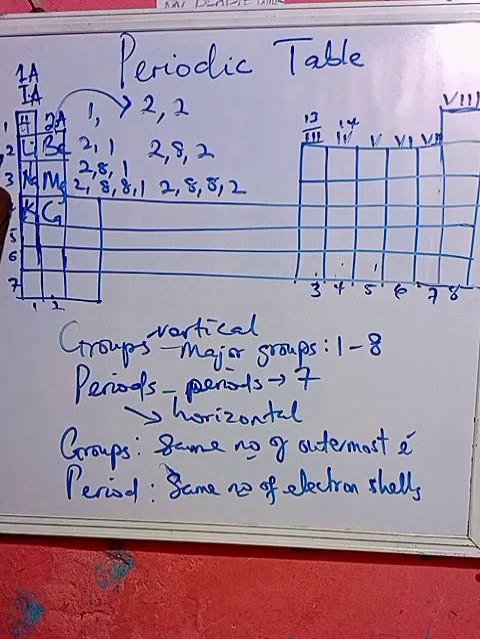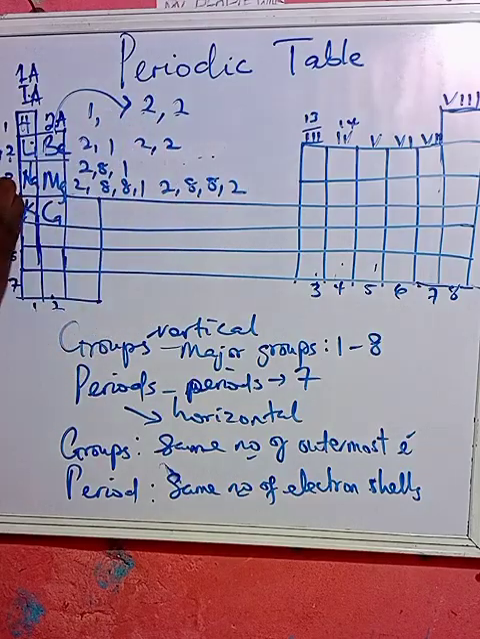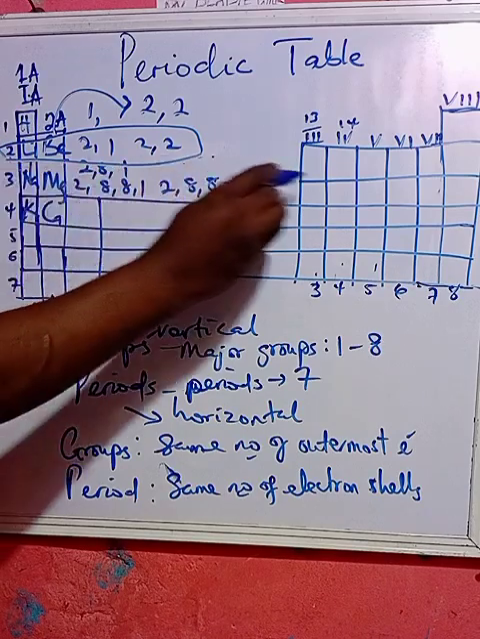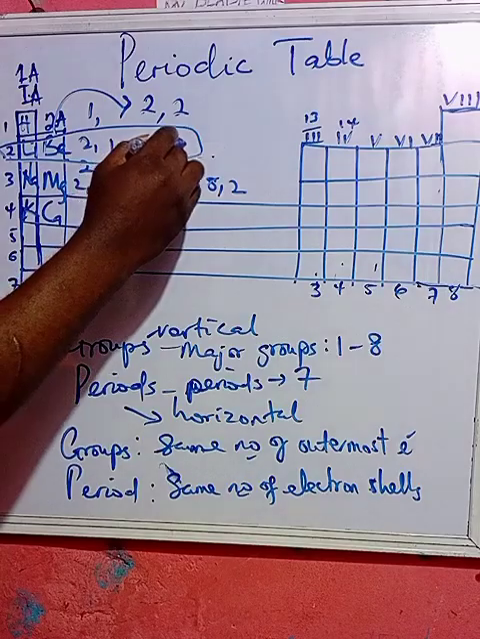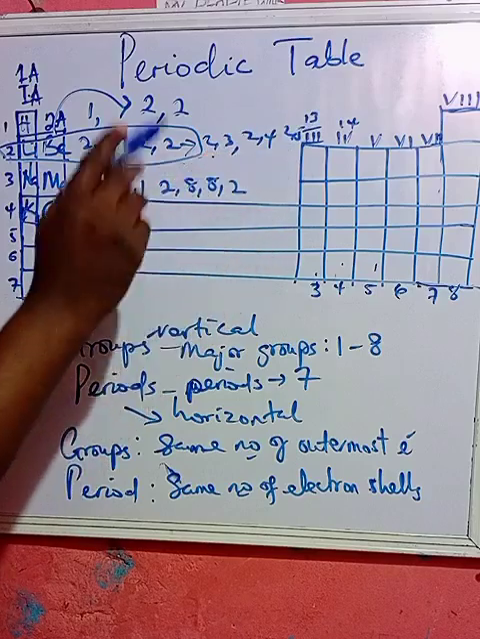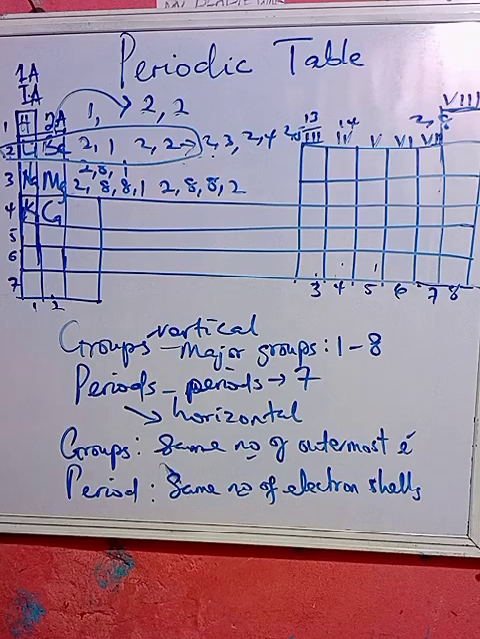For period 2, for instance, we have 2,1, that's this. So you can see this, period 2, we have 2 electron shells. Now, as we proceed from here to here in this direction, the number of electrons in the outermost shell keeps increasing. On period 2 we have 2,1, 2,2, 2,3, 2,4, 2,5, until we get to 2,8, which is now a noble gas.